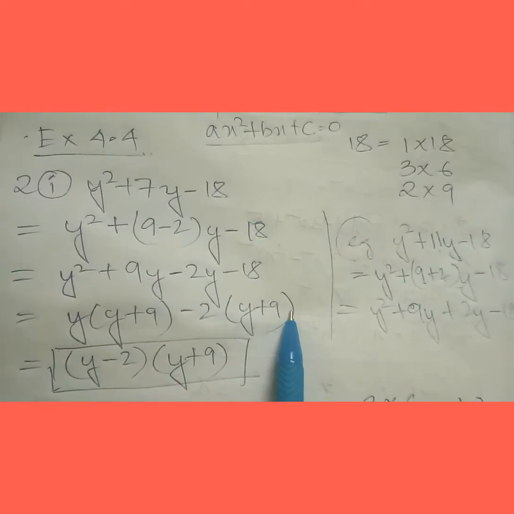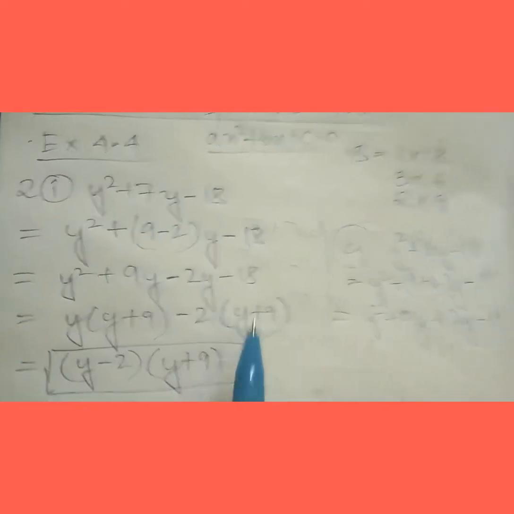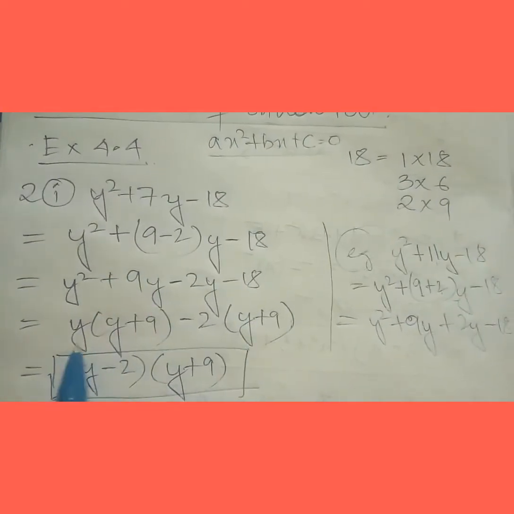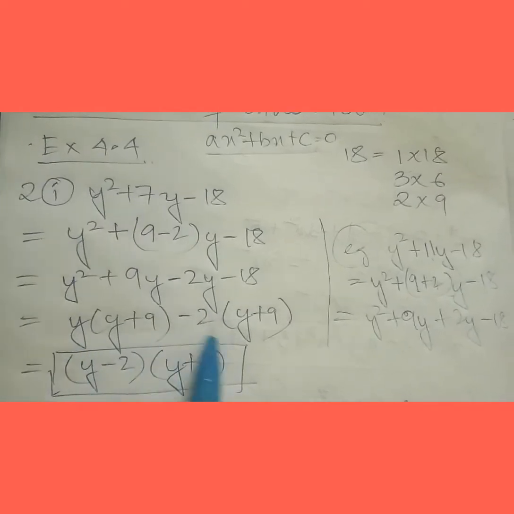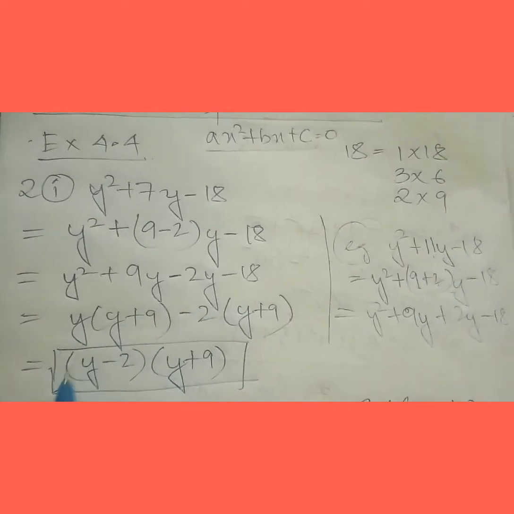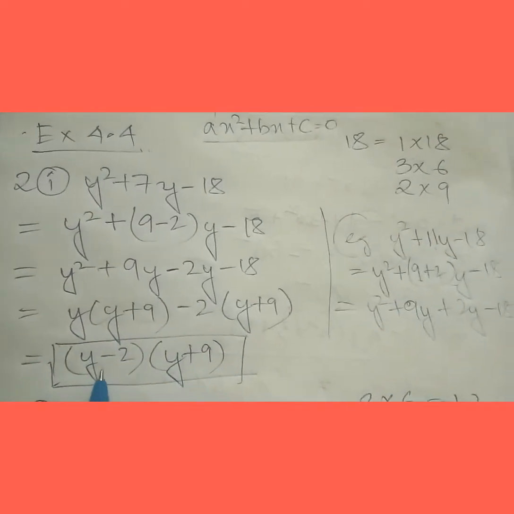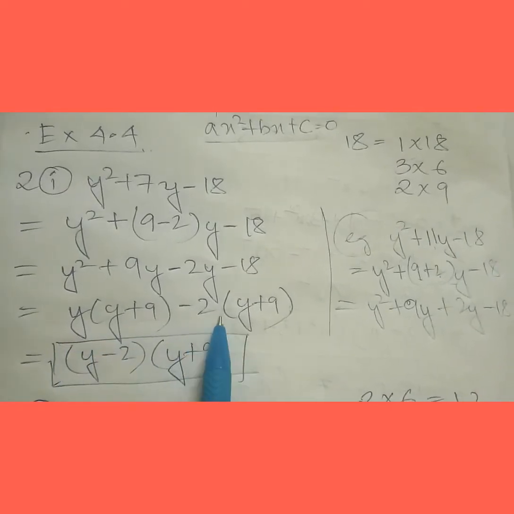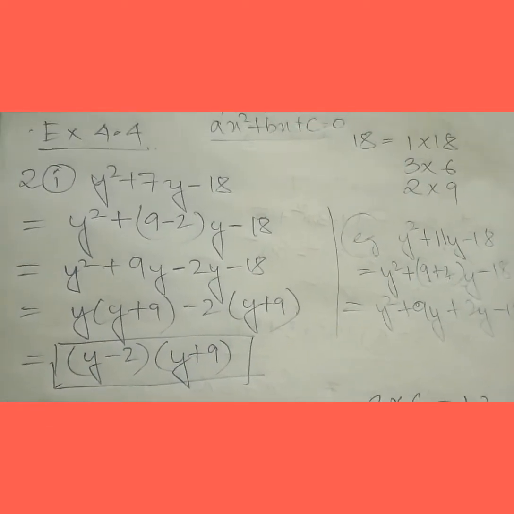If it is not coming, that means your sum is wrong. From here, see, from the four terms, 2 terms, 1 term and 2 term. From these 2 terms, y plus 9 is common and y minus 2 is taken, y minus and 2 written over here. This is the final answer made in the box.